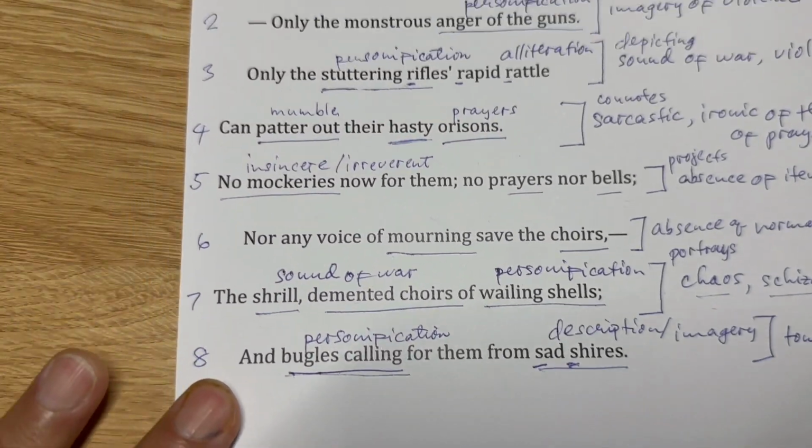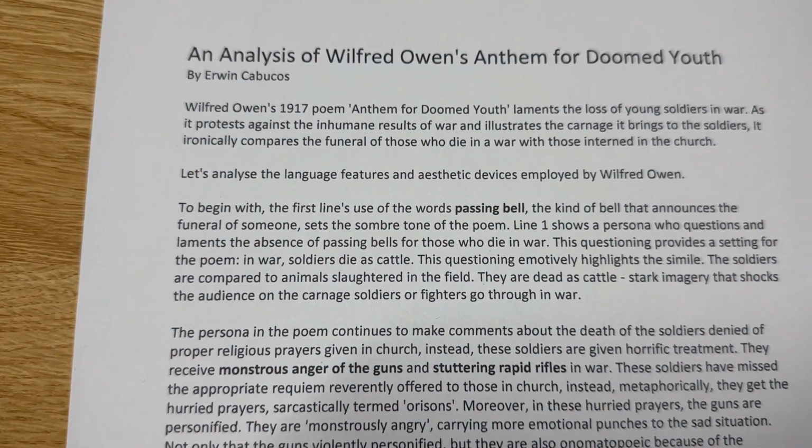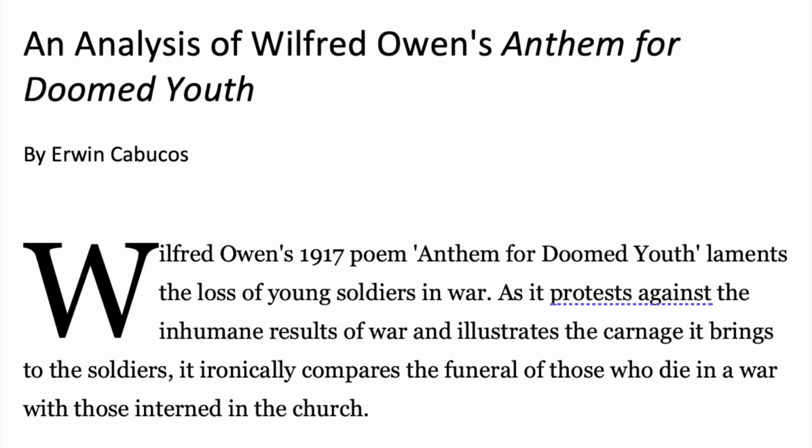So from that annotated page, I have written an essay, not too long, I suppose, for this YouTube presentation. An analysis of Wilfred Owen's Anthem for Doomed Youth. Wilfred Owen's 1917 poem, Anthem for Doomed Youth, laments the loss of young soldiers in war. As it protests against the inhumane results of war and illustrates the carnage it brings to the soldiers, it ironically compares the funeral of those who die in a war with those interred in the church.